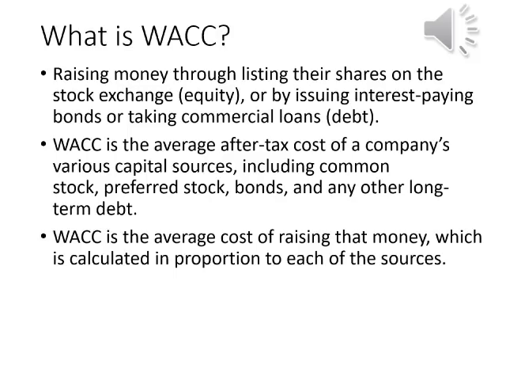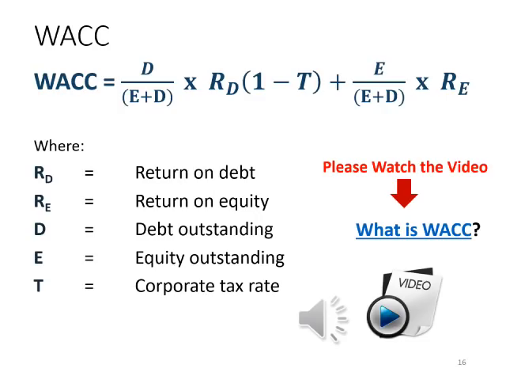In other words, WACC is the average rate a company expects to pay to finance its assets. Since a company's financing is largely classified into two types, debt and equity, WACC is the average cost of raising that money, which is calculated in proportion to each of the sources. This slide shows the formula for calculating WACC. As we can see, WACC is equal to debt divided by equity plus debt, multiplied by the cost of debt, multiplied by 1 minus tax rate, plus equity over equity plus debt, multiplied by the return on equity.